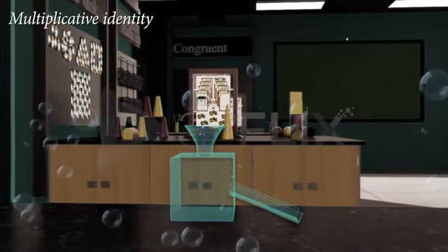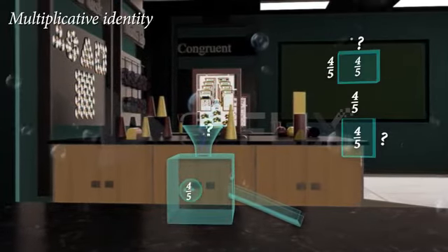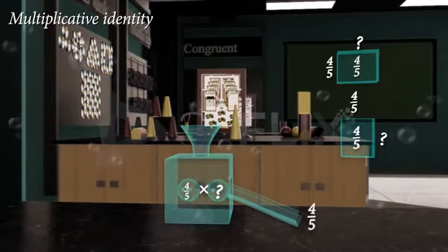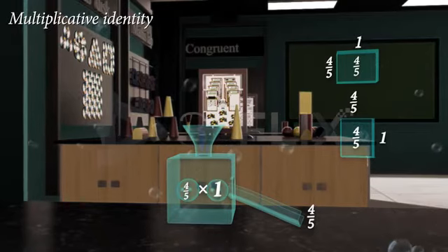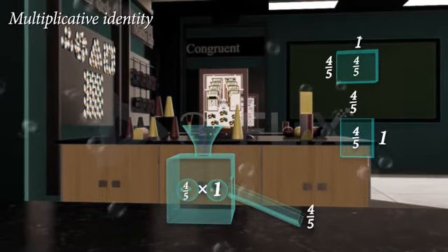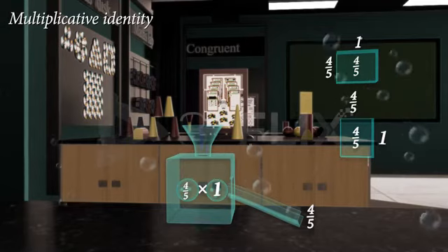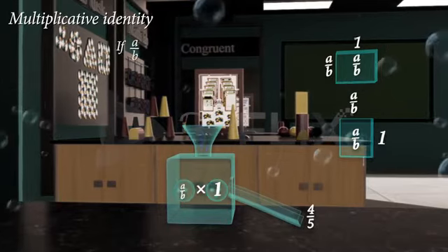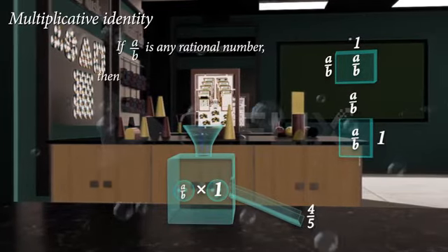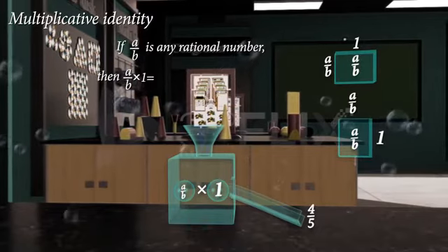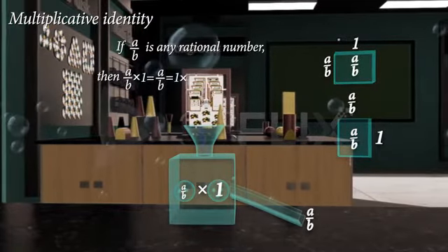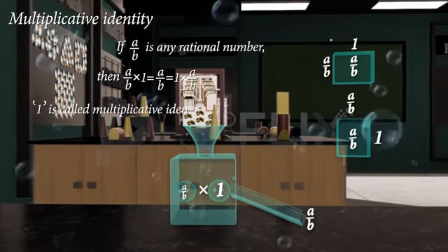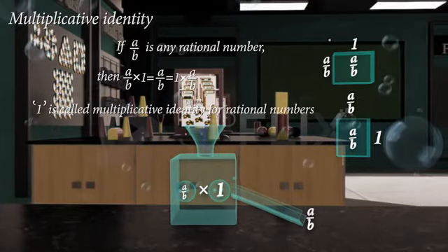Let us consider a rational number 4 by 5. What number should we multiply with 4 by 5 to get 4 by 5? 1 is the answer. If we multiply 1 with any rational number, then the product is the rational number itself. That is, if a by b is any rational number, then a by b multiplied by 1 equals a by b equals 1 multiplied by a by b. Therefore, 1 is called the multiplicative identity of rational numbers.